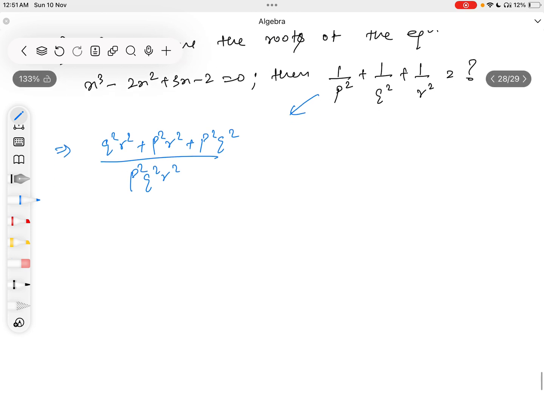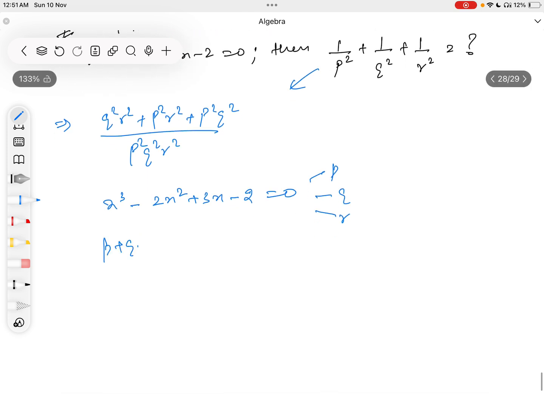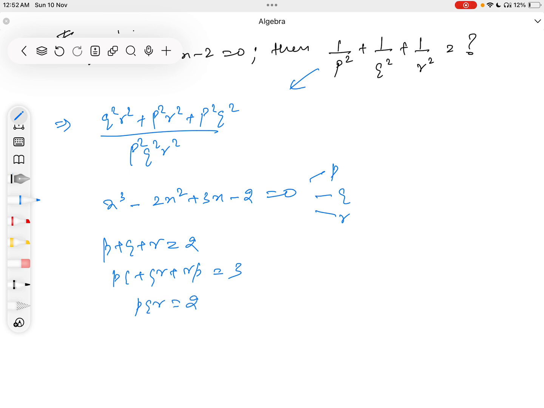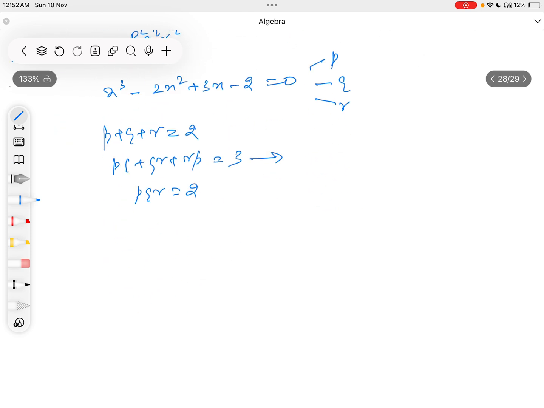Now look, I have the equation x cube minus 2x square plus 3x minus 2 equals 0. This is the equation. The roots are p, q, r. Sum of the roots, p plus q plus r, is minus b by a. So that is minus minus 2 by 1, that is 2. pq plus qr plus rp is going to be 3 and pqr is going to be 2. Correct?